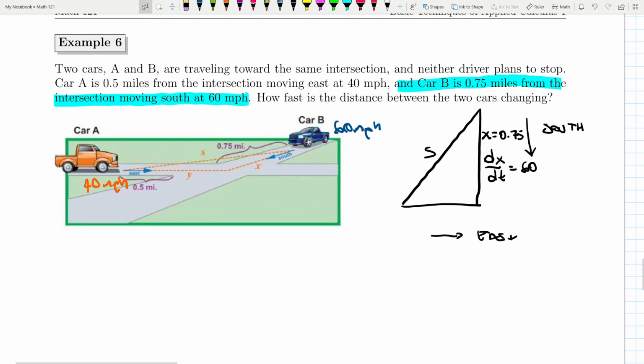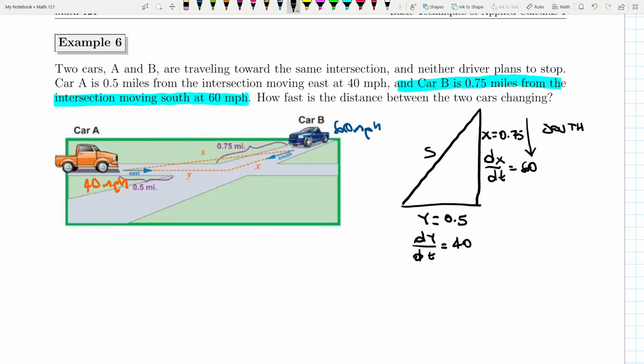On the other hand, for the car that is going towards the east, that is car A, we have a y value. I know that's weird. That's what the picture has here, y and x in the reverse order. Y, which is 0.5, and the dy/dt of 40 miles per hour.